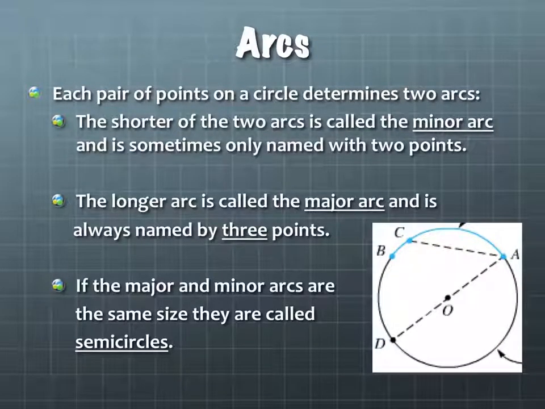Arcs. Okay, we talked about arcs in the last screen, so let's talk a little bit more about them here. Each pair of points on the circle determines 2 arcs. The shorter one is called the minor arc, and it's sometimes labeled with only 2 points. The longer arc is called the major arc, and it's always named with 3 points. And if the major and minor arcs are the same size, we'd have semicircles.